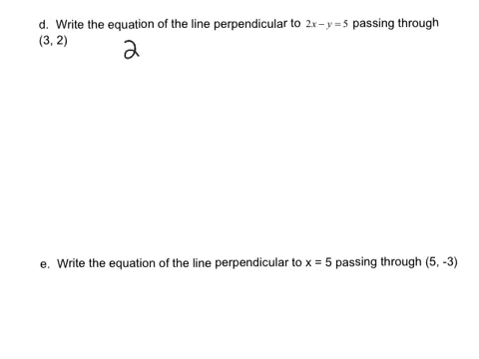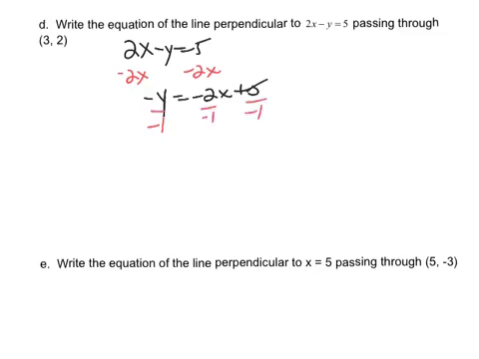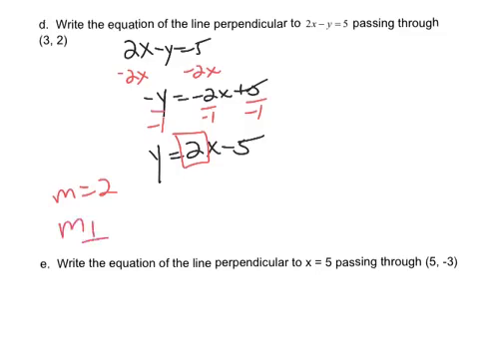So I start with 2x minus y is equal to 5. I've got to solve for y by subtracting 2x. I get negative y is equal to negative 2x plus 5, and I divide by negative 1, and I get y is equal to 2x minus 5. I've got to steal the slope. The original slope is 2, so the perpendicular slope is going to be negative 1/2. I flip it and change the sign.